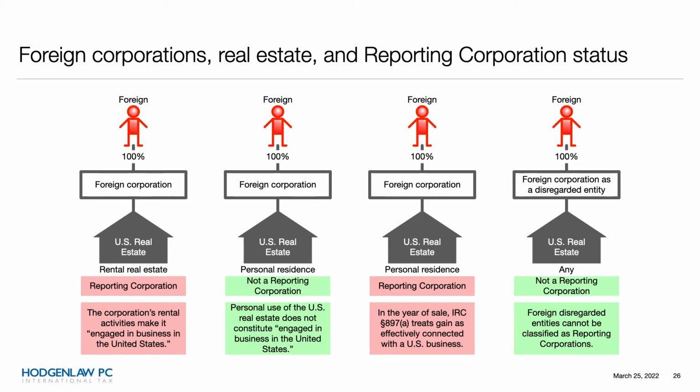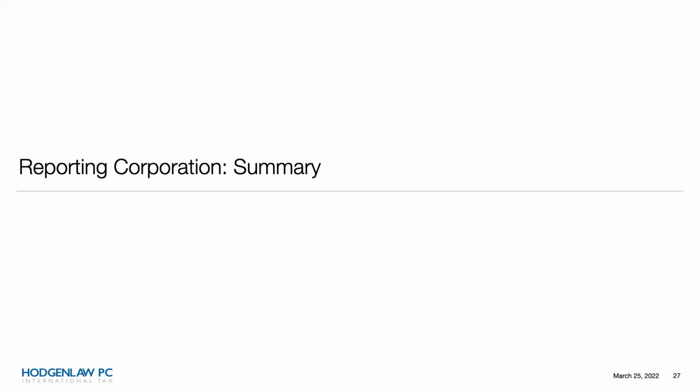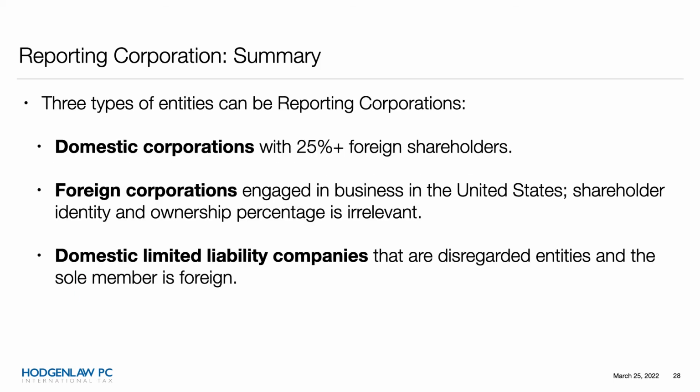And then the final one on the far right is a foreign entity that's an eligible entity to be disregarded, and indeed the corporation makes a check-the-box election to be disregarded for U.S. tax purposes. Not a reporting corporation, because only domestic disregarded entities can be reporting corporations, not foreign disregarded entities. Tricky, huh? Reporting corporation summary. Watch for these three types of entities first. If you see one of these three entities, spidey senses go up, dig deeper.